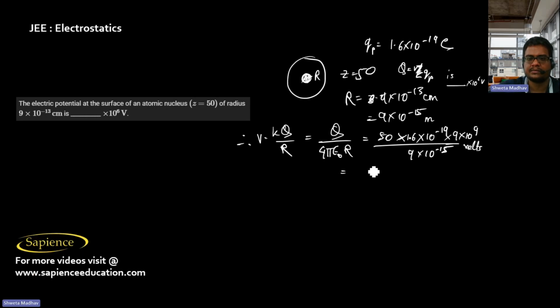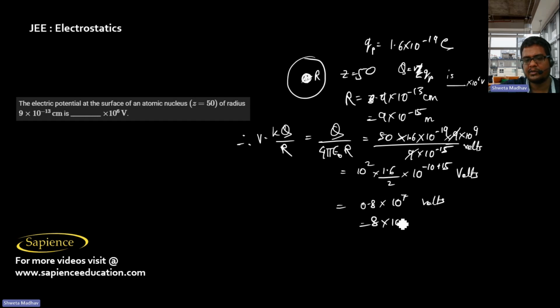But here 9 and 9 will get cancelled. So then this is 100 by 2, which is 10 power 2, into 1.6 divided by 2, into 10 power minus 19 plus 9, that is minus 10 plus 15. This much volts. This will be equal to 0.8 into 10 power 5 plus 2, that is 10 power 7 volts. That is, I can say 8 into 10 power 6 volts. Therefore, here 8 is the answer.